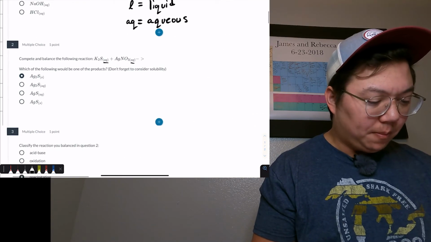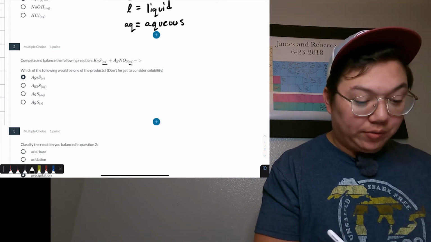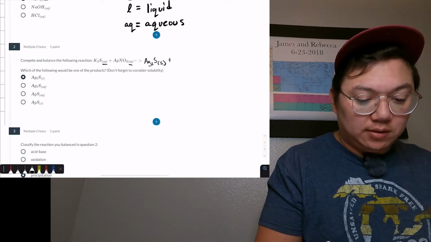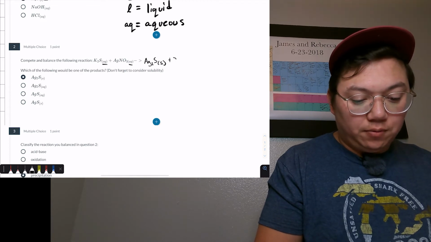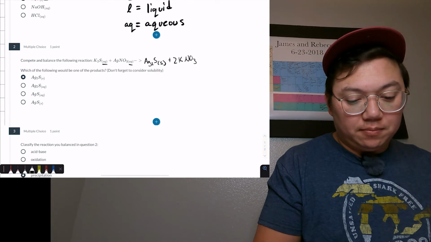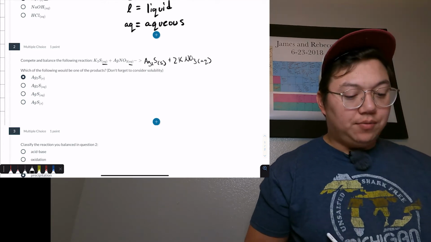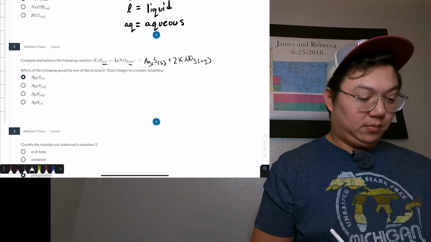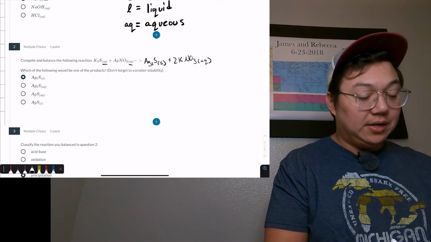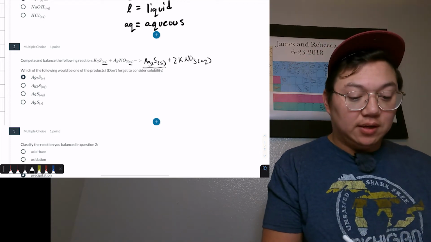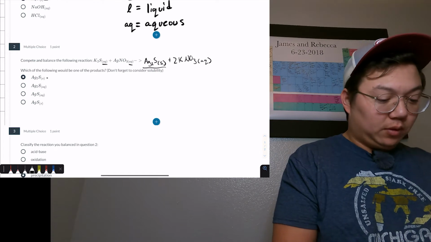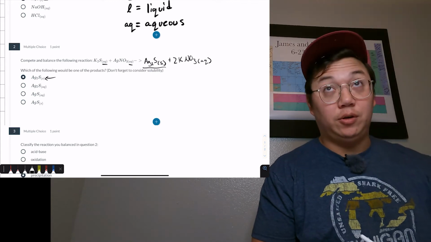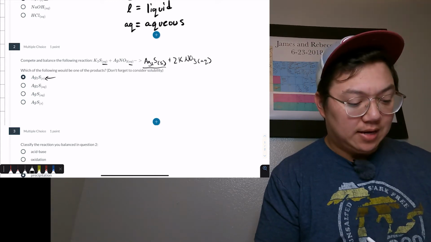So we've completed and balanced the following reaction. I'll just write this in here, Ag2S solid plus 2 potassium nitrate, aqueous. Now the question is, which of the following would be one of the products? And you need to make sure that matches every part of this. So, right, this is Ag2S, which does match with this one. So silver sulfide solid is the answer here.